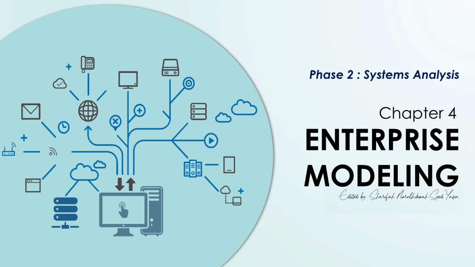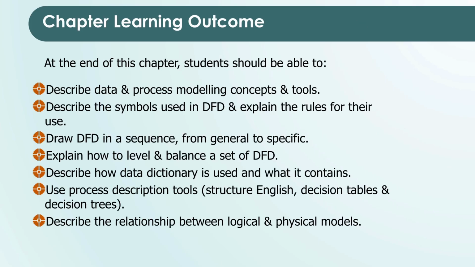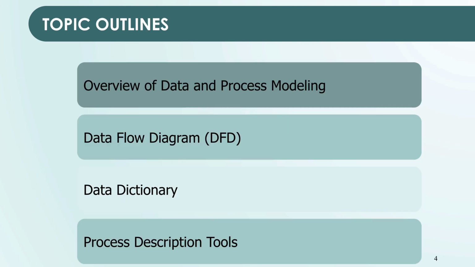In this video, I will explain Chapter 4, Enterprise Modeling, which is in Phase 2 of SDLC, the System Analysis Phase. Chapter 4 covers 4 subtopics: overview of data and process modeling, data flow diagram (DFD), data dictionary, and the process description tool. However, in this video, I will only discuss the first 2: overview of data and process modeling and the data flow diagram (DFD).